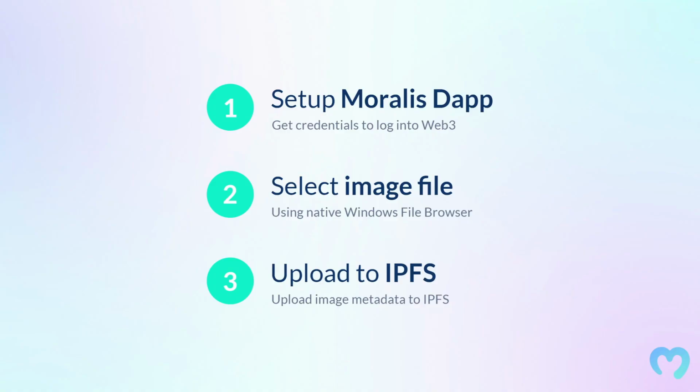Alright, so let's see very quickly the structure that this video will follow. First, we're going to set up a Moralis Dapp to get the credentials we need to log into Web3. Then, back in Unity, we're going to select an image file. And after that, we're going to learn how to upload this image and its metadata to IPFS.